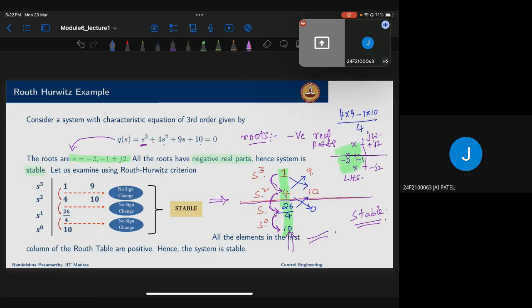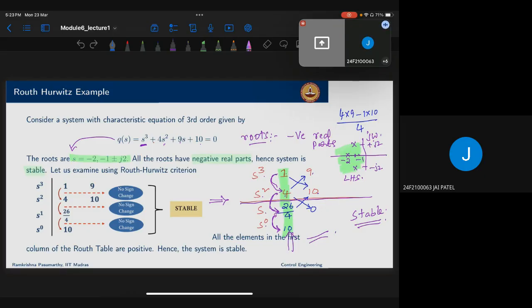Excuse me, sir. Suppose in the RH array, for the powers s3, s2, s and s0, there is a sign change from positive to negative between the first two elements, and also going from s2 to s0 there is another sign change. Then what can you say about the stability? If there is any sign change, directly we say that the system is unstable.